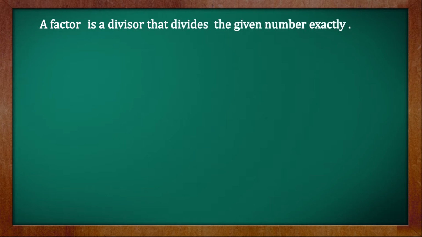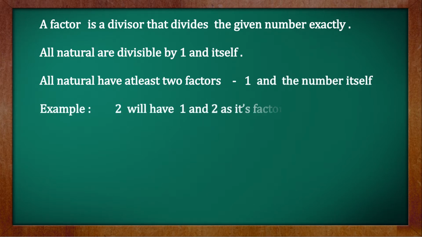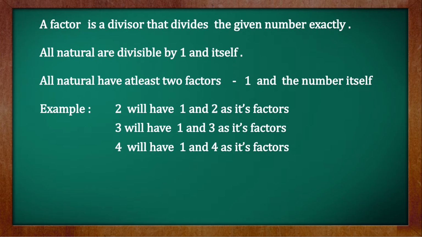In the previous video on factors, you learnt that a factor is a divisor that divides the given number exactly. You already know that all natural numbers are divisible by 1 and itself, which means that all natural numbers have at least two factors, that is 1 and the number itself. For example, 2 will have the factors 1 and 2, 3 will have the factors 1 and 3, 4 will have the factors 1 and 4, and so on, apart from other factors.